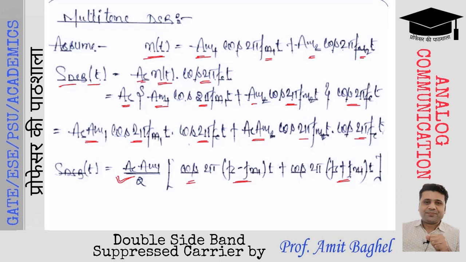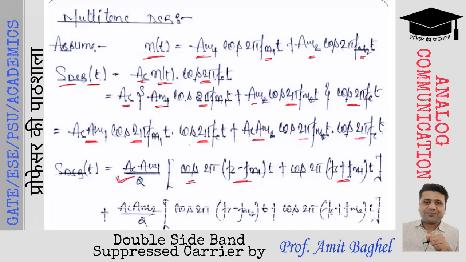Again, the same formula will be applied over the second part, 2 pi fm2 and 2 pi fc. So we will get Ac Am2 divided by 2, cos 2 pi (fc minus fm2) t plus cos 2 pi (fc plus fm2) t. So all the components which are at the higher frequencies, like fc plus fm1 and fc plus fm2, are the upper sideband components, whereas fc minus fm1, fc minus fm2 are the lower sideband components, right?